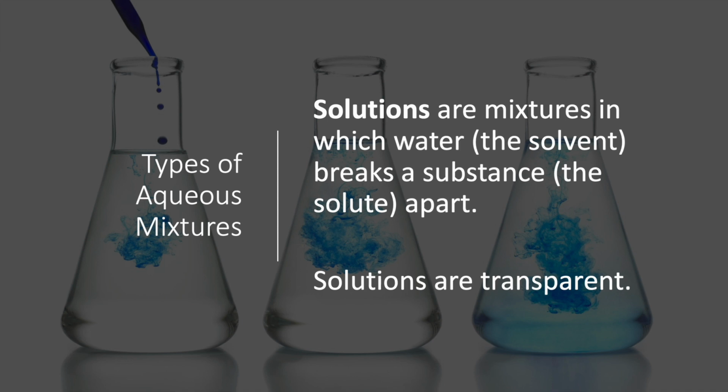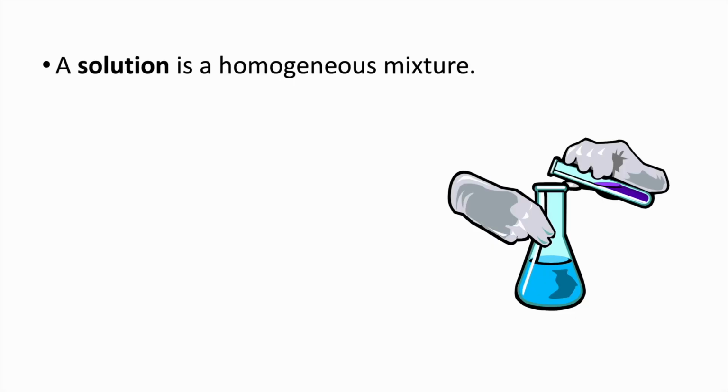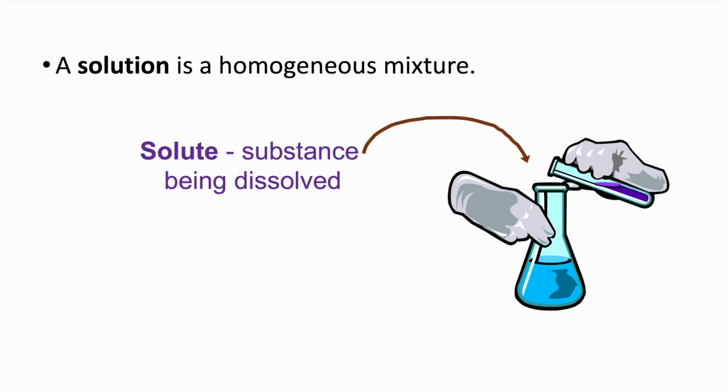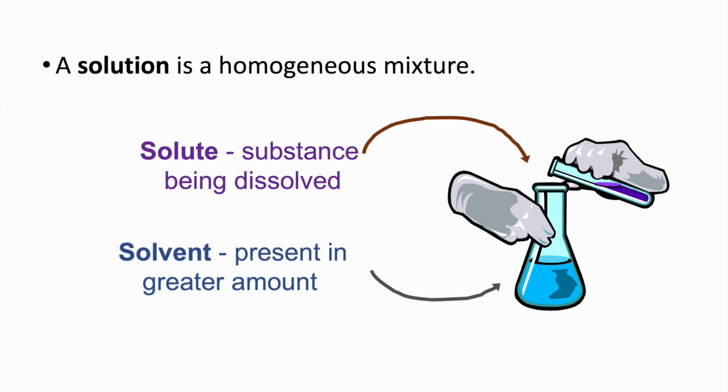Solutions are transparent. Now, I mentioned that water here is the solvent. You can have things other than water be the solvent, but 99.9% of the time, it's going to be water. A solution is a homogeneous mixture, which means it's the same throughout. The solute is the substance being dissolved, and the solvent is what that substance is dissolved in. So in the case of salt water, salt is the solute and water is the solvent. And it's homogeneous because it doesn't matter whether you take it from the bottom of the beaker or the top of the beaker, it's going to be exactly the same.